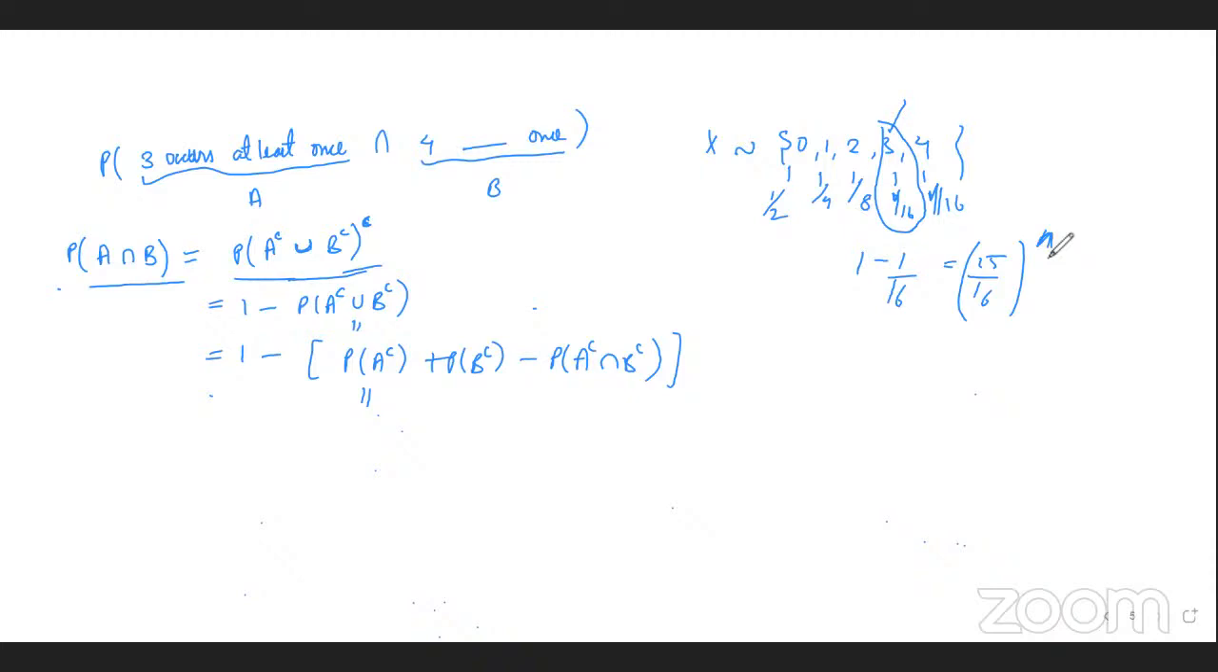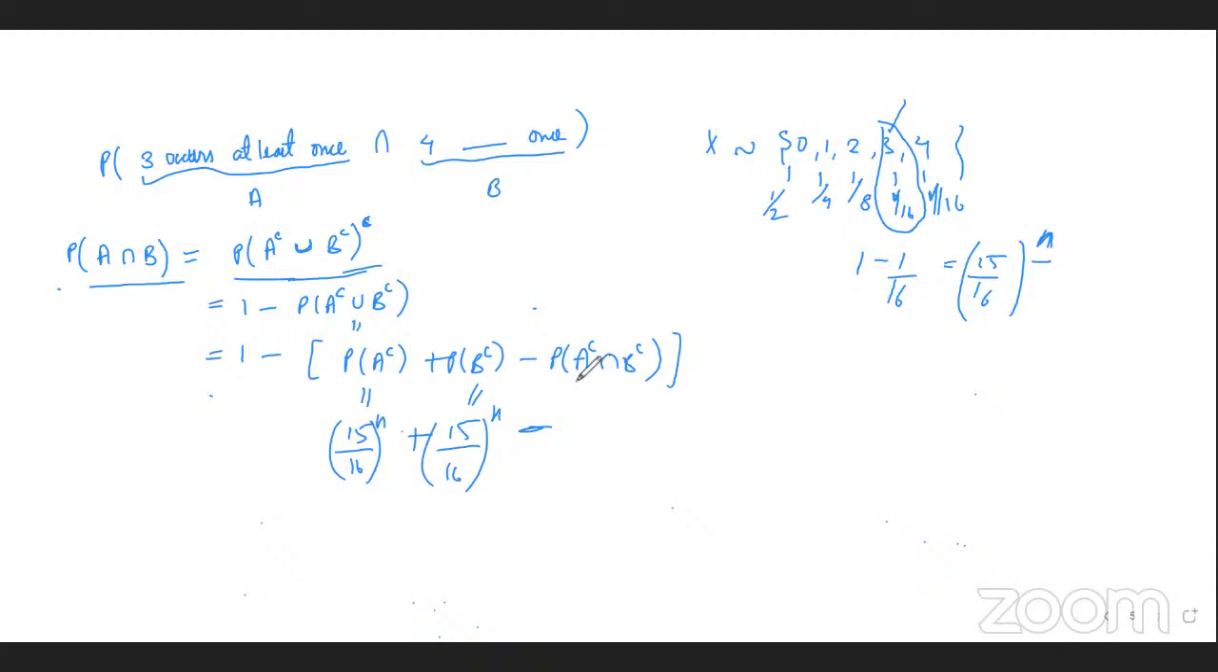Similarly for this, and I think that was the doubt about n. This is because of the number of samples. So what is probability of A complement? This is going to be 15 by 16 to the power n. B complement is also going to be the same, right? So this is 15 by 16 to the power n minus probability of A complement intersection B complement.